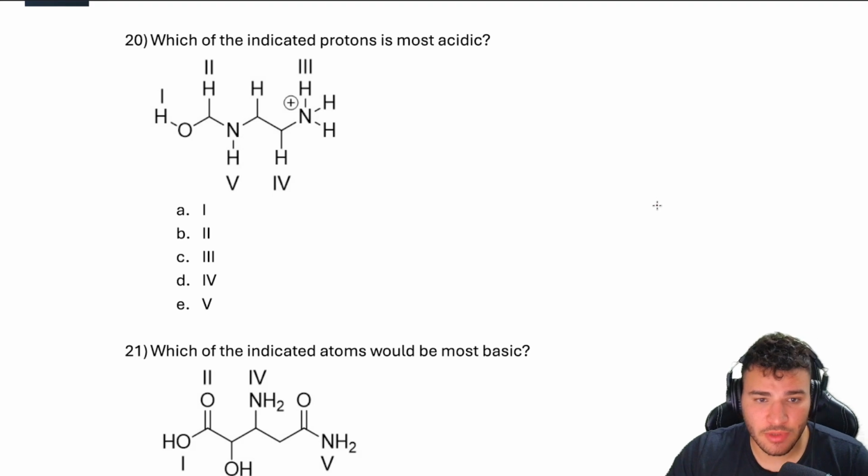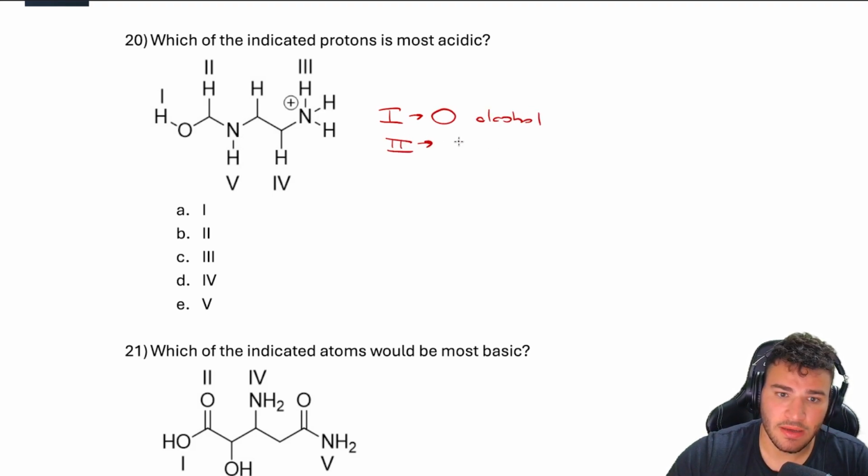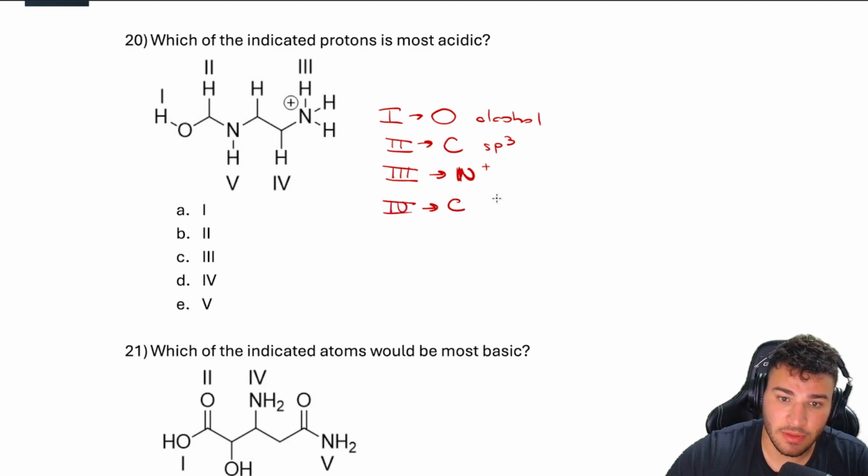Question 20, we have a similar question. Let's figure out which of these protons is the most acidic. So proton 1 is connected to an oxygen that is an alcohol. Proton 2 is connected to just a regular sp3 hybridized carbon. Proton 3 is connected to a nitrogen that is positive. Proton 4 is connected to another carbon that is sp3 hybridized. And proton 5 is connected to just a nitrogen.